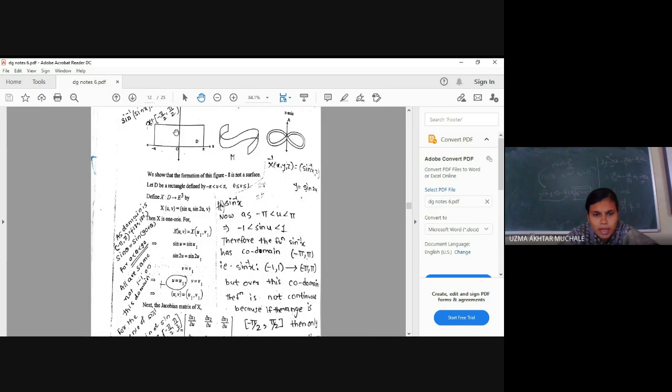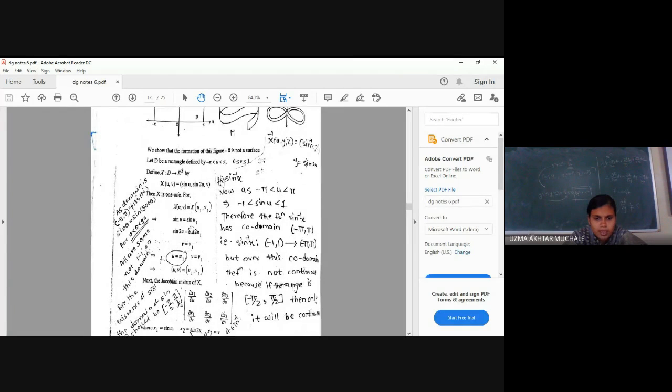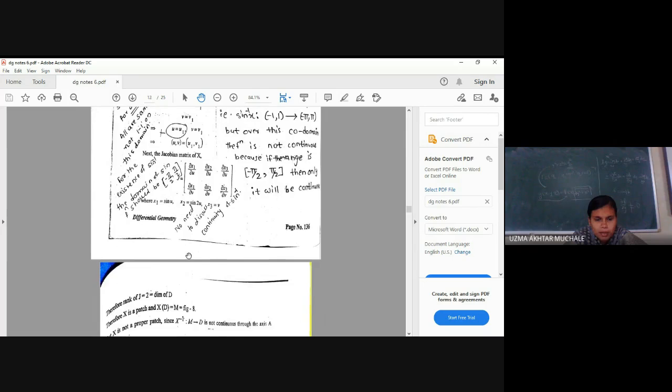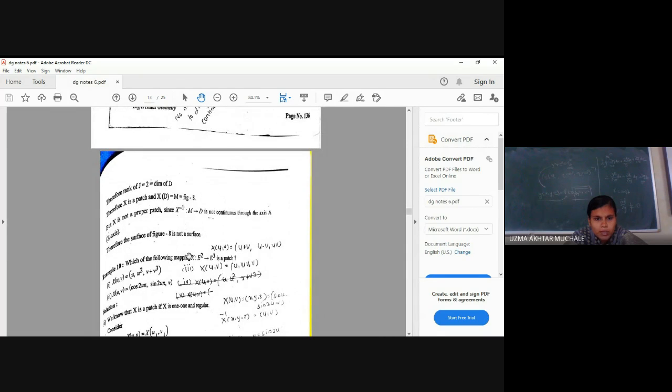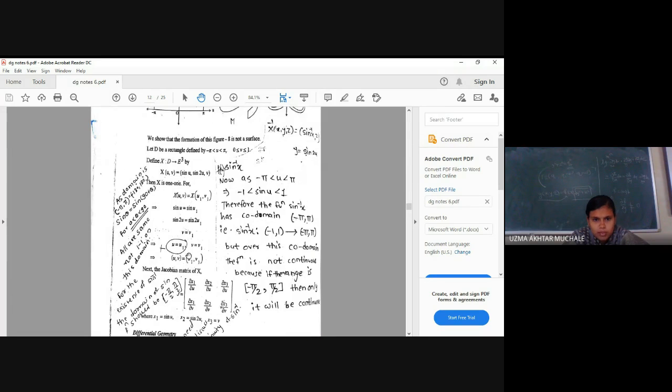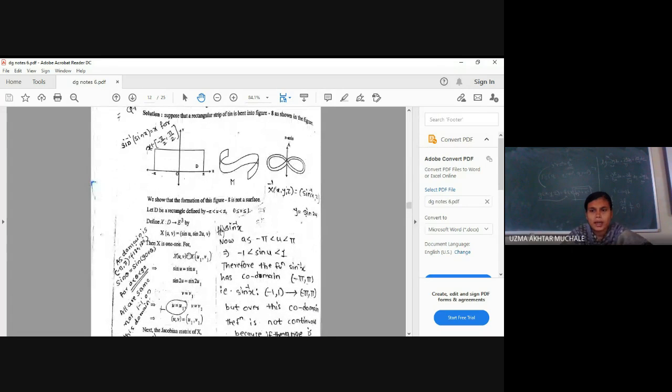Because we have a rectangle, and this rectangle we have converted in the form of a figure 8, and then we have to verify whether this is a surface or not. For that, first we will verify whether it is one-one or not. So x of (u1, v1) is equal to x of (u2, v2). After this, we have to verify whether this is one-one or not. Next, we have to verify whether it is regular, and then we have to verify whether x inverse is continuous or not. So let us go one by one. What we have initially.